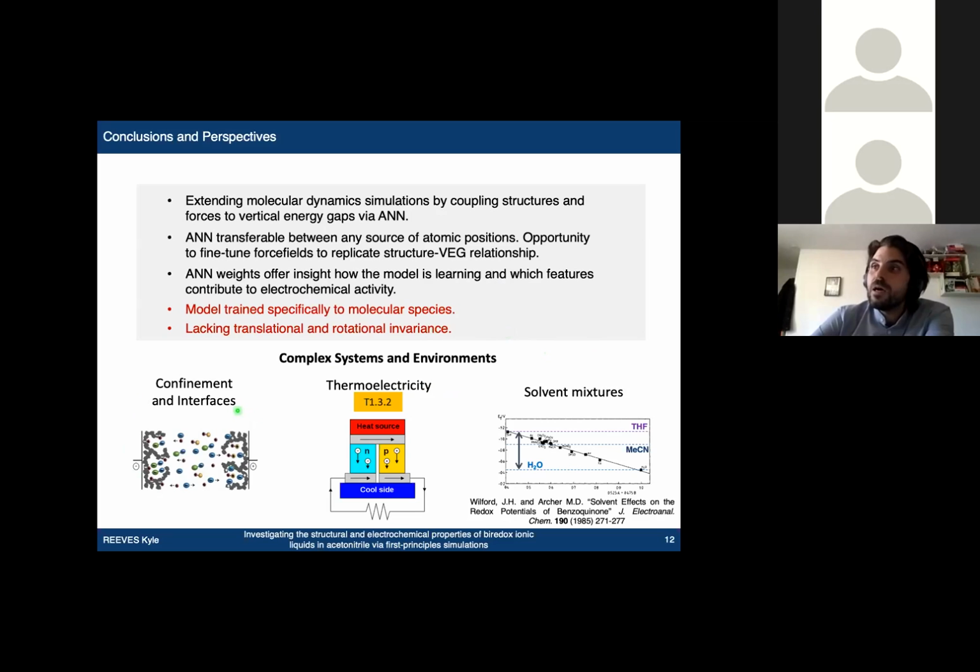So here, this will hopefully allow us to explore more realistic systems that include confinement and interfaces, and can be translated into investigations of thermoelectricity, which, as mentioned before, is one of the tasks in the materials section, as well as more complex systems that have mixtures and ultimately have influence on electrochemical potentials.